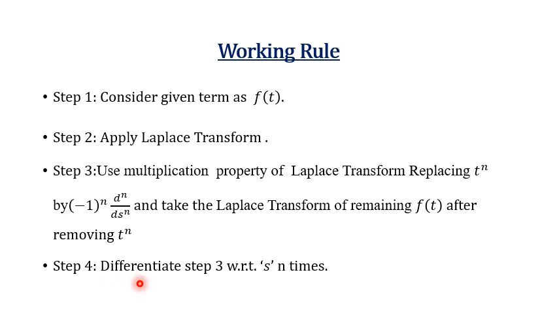In step 4, you have to differentiate F of s, which you got in step 3, with respect to s nth time, and this is the Laplace transformation of this function f of t. Let us apply this working rule for solving one problem. Okay, so first problem is, find the Laplace transformation of t into cos 3t. So you will observe that here t is in multiplication form to this cos 3t, so we have to use here multiplication by t raised to n property to find the Laplace transformation of t into cos 3t.